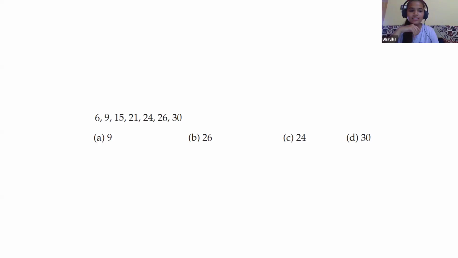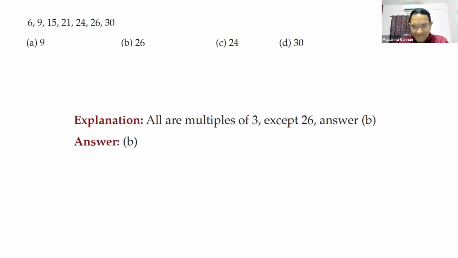Because all the other numbers are multiples of 3, and we don't get 26 if we multiply anything with 3. Exactly, perfect. 6, 9, 15, 21, 24, 30 are all multiples of 3, whereas 26 is not a multiple of 3. Very good. Perfect. Correct? Very good. Okay, next.